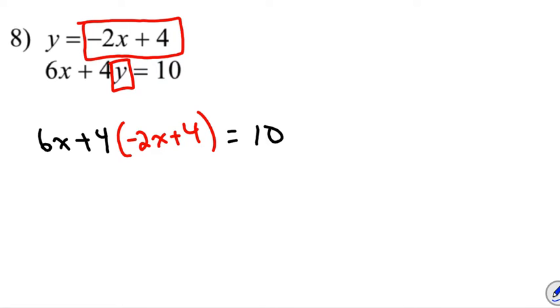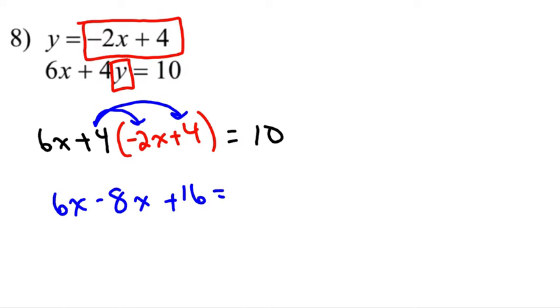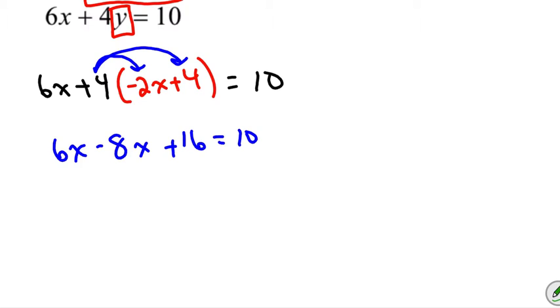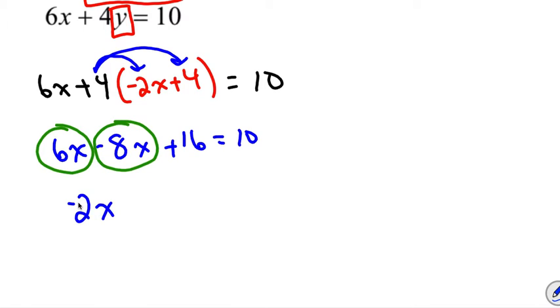Now we're going to go through the process that we just did in that last one, the distributive property. So let's bring down 6x. 4 times negative 2 is negative 8x. 4 times 4, multiply that through there, is 16, equals 10. What's our next step? Well, now we combine like terms. 6x minus 8x gives me a negative 2x, plus 16 equals 10.